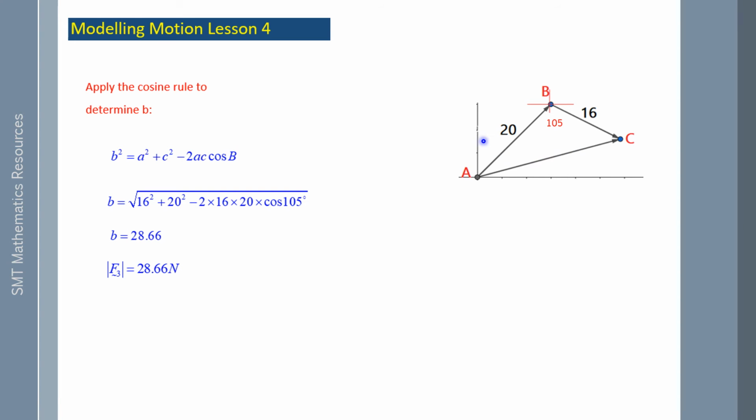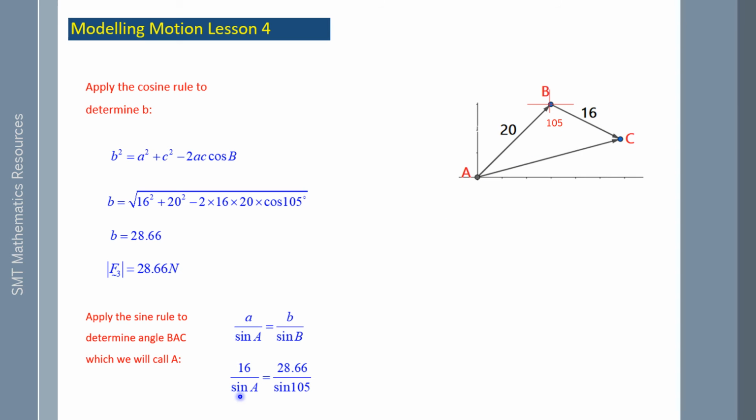Now all we want to do is work out the angle AC makes with the positive x-axis. I know this angle in here is 45. If I can work out angle BAC, which is in here, I can add those two together, and then I can work out the remaining complement of the angle here. So apply the sine rule to determine BAC. So we'll call BAC angle A. So A over sine A equals B over sine B. So my A is 16 over sine A. My 28.66, which is this side, over sine 105.